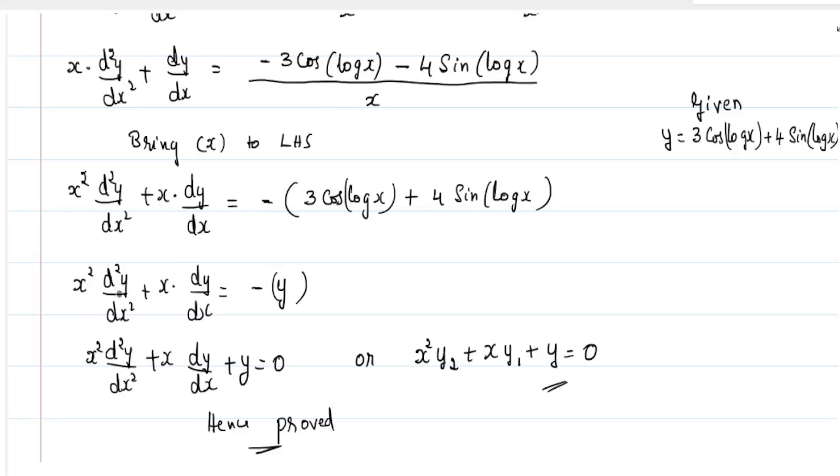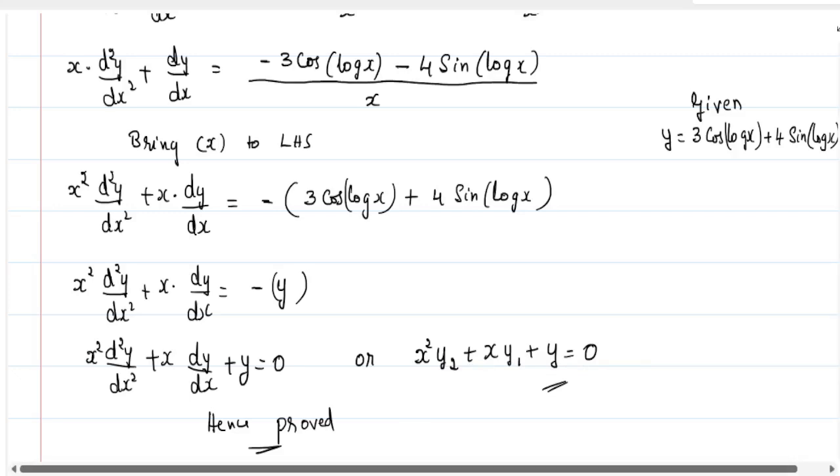Now x square into d square y by dx square plus x into dy/dx equal to, we can write this term, given 3 sin log x plus 4 cos log x is equal to y. This is given in the question. So I'm replacing this whole thing by minus of y. Next step, I'll bring this minus y to LHS, so we'll get plus y. So x square into d square y by dx square can be written as y2: x square into y2 plus x y1 plus y equal to 0. Hence proved.